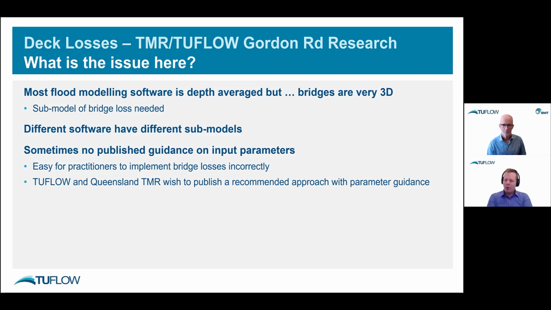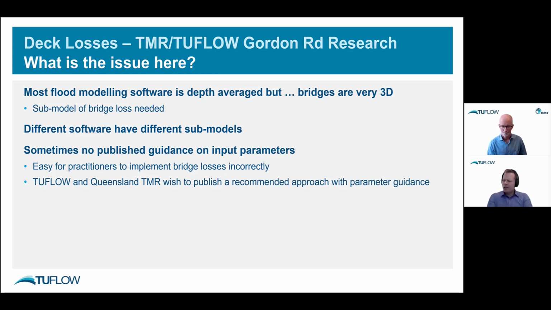Secondly, and perhaps more importantly, the real issue here is that the flow around a bridge is very three-dimensional, and the physics of that are just not captured very well by a 2D solver. You need to implement a submodel within that 2D solver that captures the losses associated with all of the 3D flow patterns near the bridge.